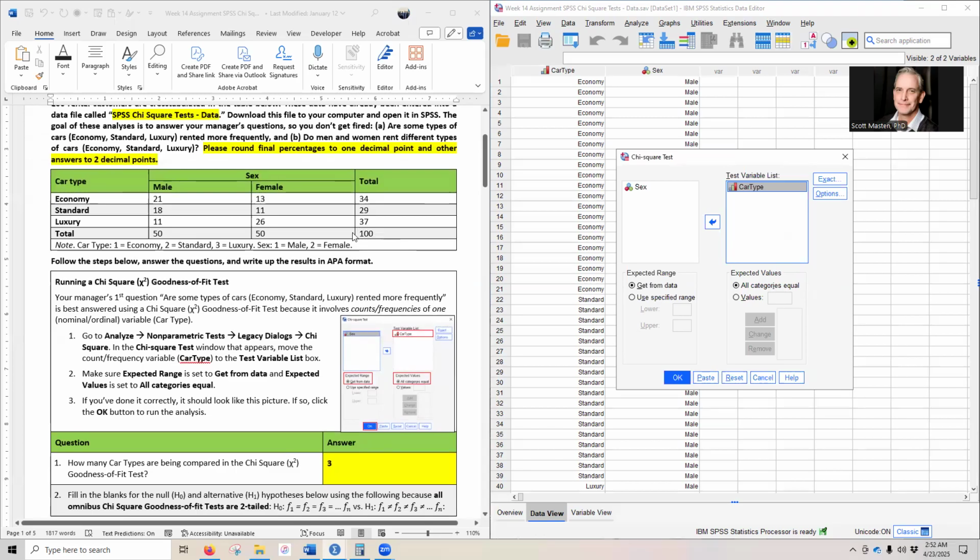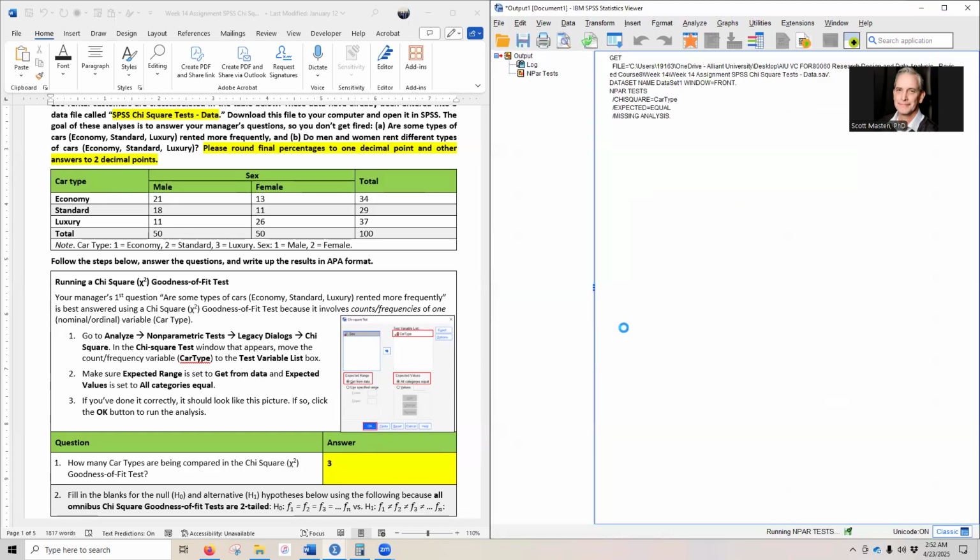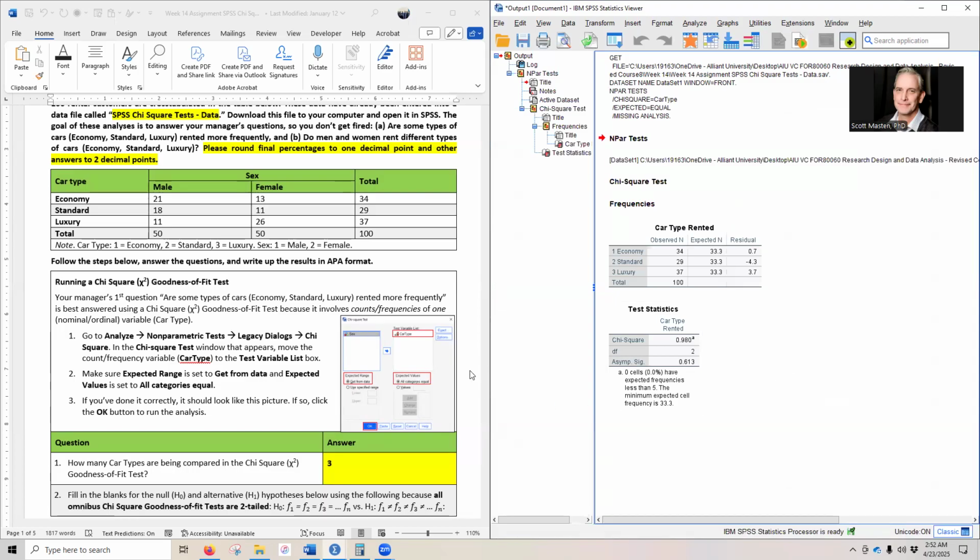Well, if indeed of the 100 cars that we rented, we were renting the same number of each type, 100 divided by 3 would be 33.3, which is impossible because you can't rent 0.3 of a car. So the question really is, are these things different enough from chance that we believe there is really a difference? They prefer one type of car more than another. So the expected range is get from data, expected values, all categories equal. Those are correct. Click OK. That gets the analysis we need, and there's not much to it.